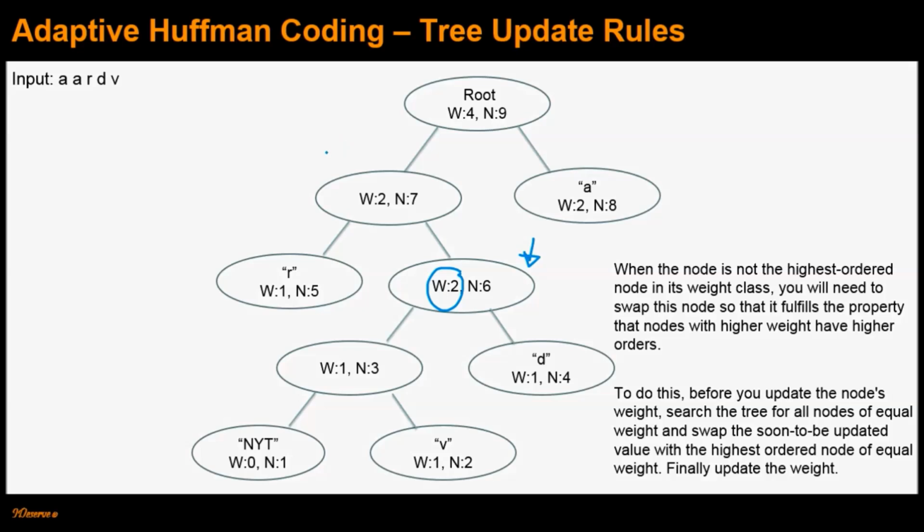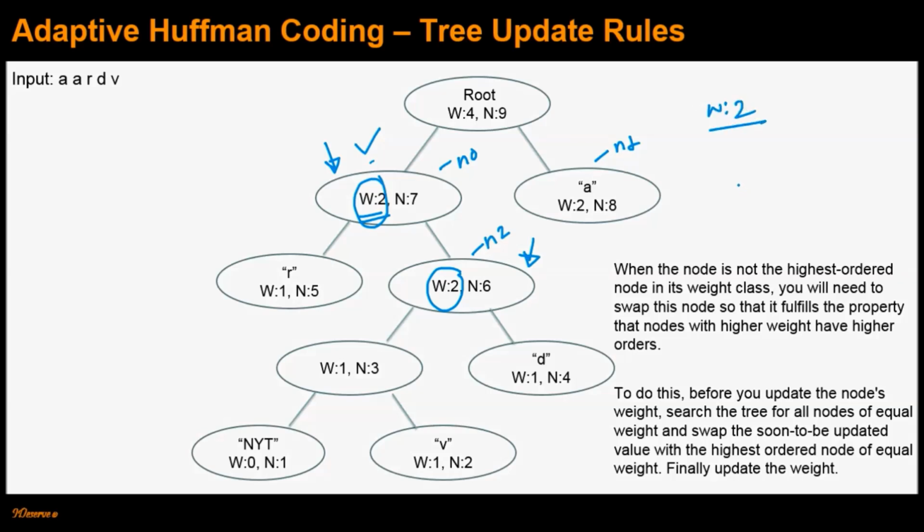Now the next node in the parent chain is this particular node. Its weight is 2. Now before updating the weight for this particular node, we search the tree for all nodes which have weight as 2. So those nodes would be, let's say this as n0, then this would be node n1 which has weight of 2, then this would be node n2 which again has got weight of 2. So there are total 3 nodes in the weight class of weight as 2.